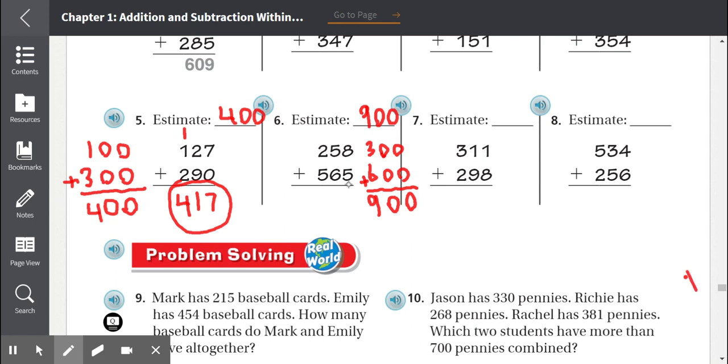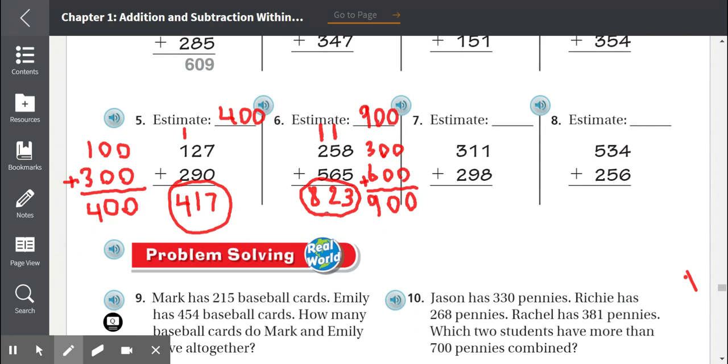So let's start by adding the ones place. 8 plus 5 equals 13. 1 plus 5 equals 6. 6 plus 6 equals 12. So now we added the tens place. Now let's add the hundreds place. 1 plus 2 equals 3. 3 plus 5 equals 8. So our actual answer is 823.